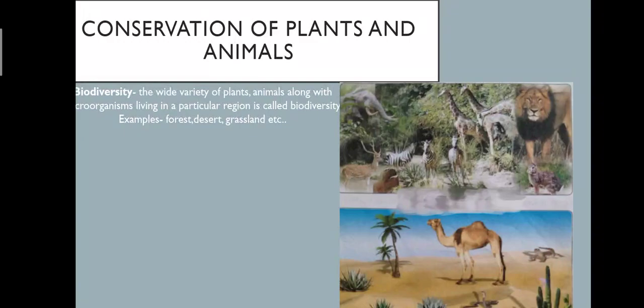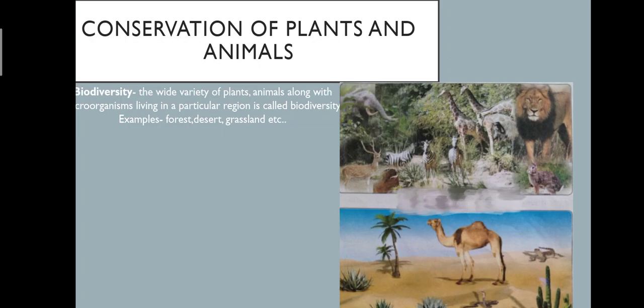Good evening, students. We have started this conservation of plants and animals chapter. You have learned about the plants and animals, that different types of plants and animals are present in our surroundings. Now in this chapter, what we have to learn is how we will conserve these plants and animals.